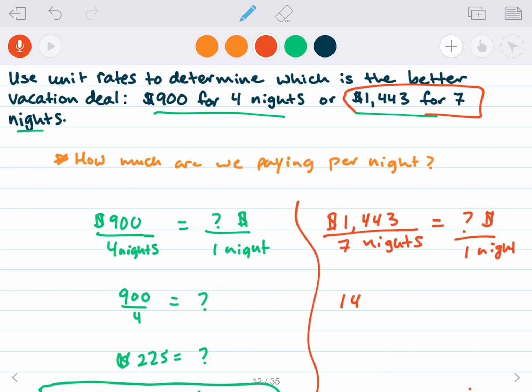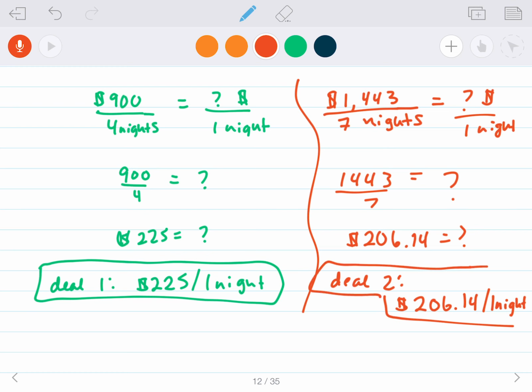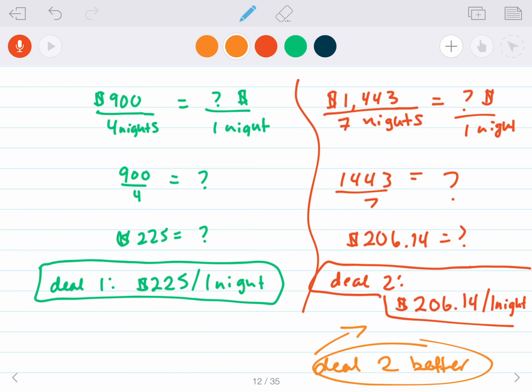And so we have 1443 over 7 equals question over 1. Question over 1 is just question. 1443 divided by 7 is 206.14. So for deal 2, I'm paying $206.14 per 1 night. So which one's better? Well, deal 2 is better because it's cheaper. And that is how we can use unit rates for that problem.